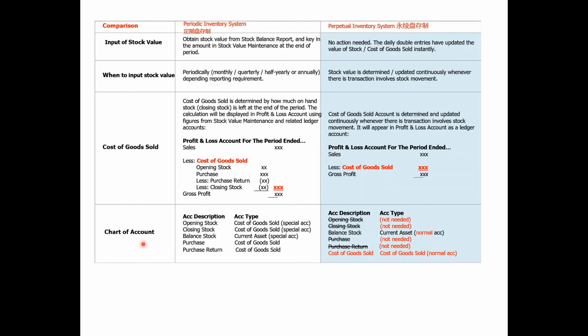Now, what are the chart of accounts involved? In the periodic inventory system, you notice that we normally have opening stock, closing stock, balance sheet stock, purchase account, and purchase return, right? Whereas when you set up the perpetual inventory system in the cloud system, you notice that your chart of accounts does not show opening stock, closing stock, purchases, or purchase return. You only have balance sheet stock, which is found in the current assets, as well as the cost of goods sold account in the profit and loss, right? So this is the big difference.